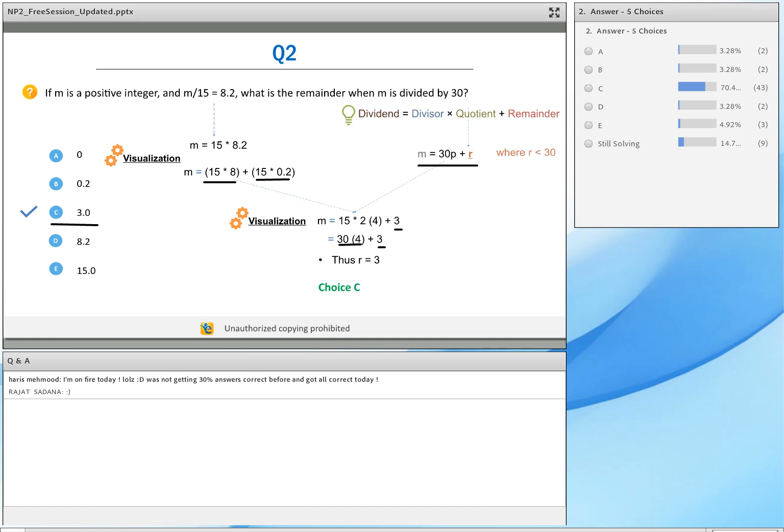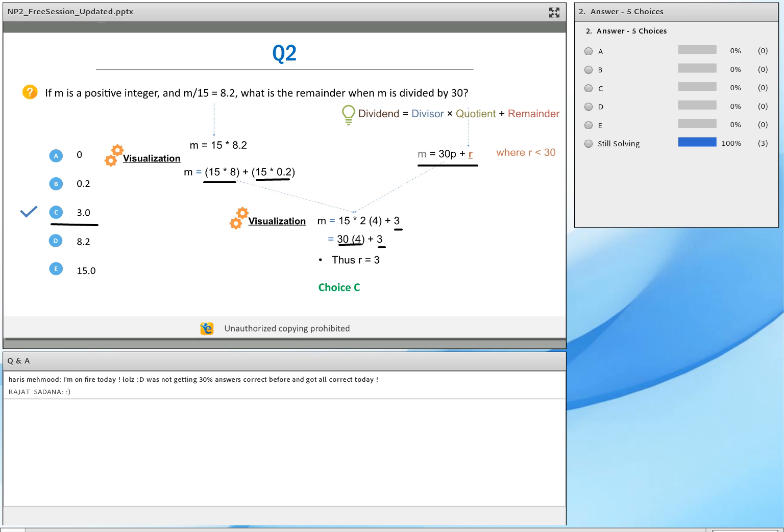Again, there's very little math that we did in this entire process. You could have pretty much done most of it in your mind if you were comfortable with this. So this makes choice C the correct answer. We're going to do one more question using the same method.